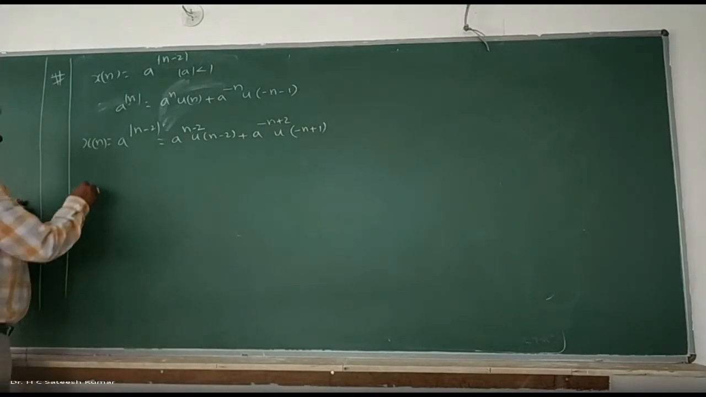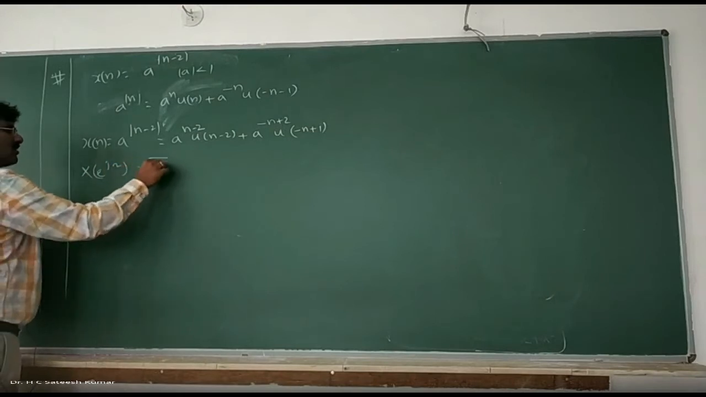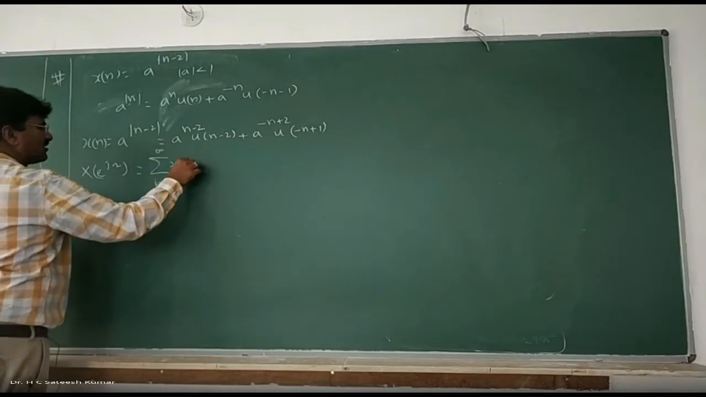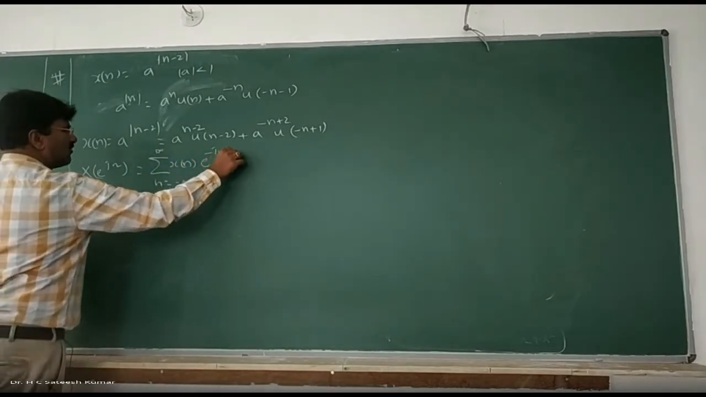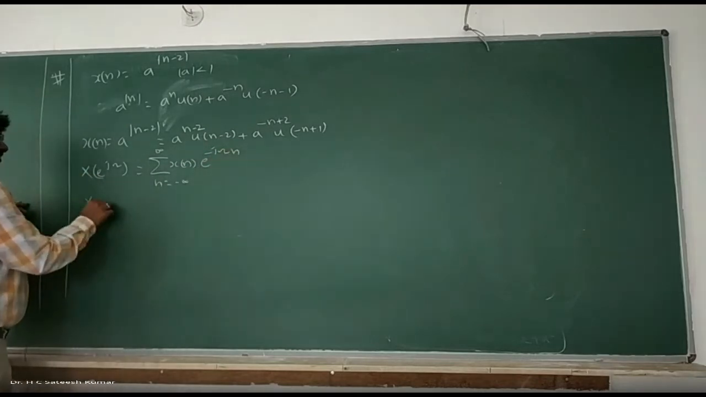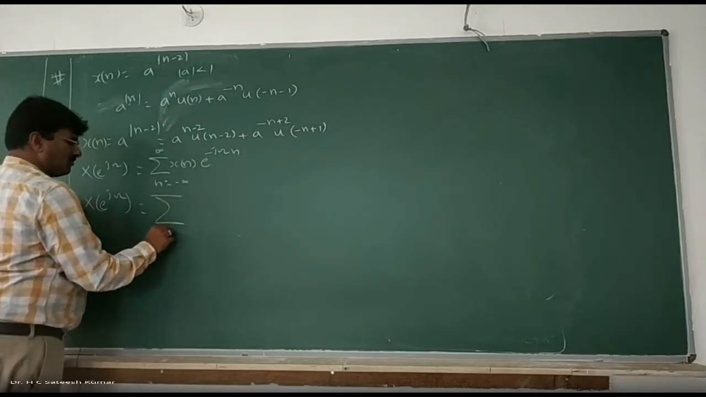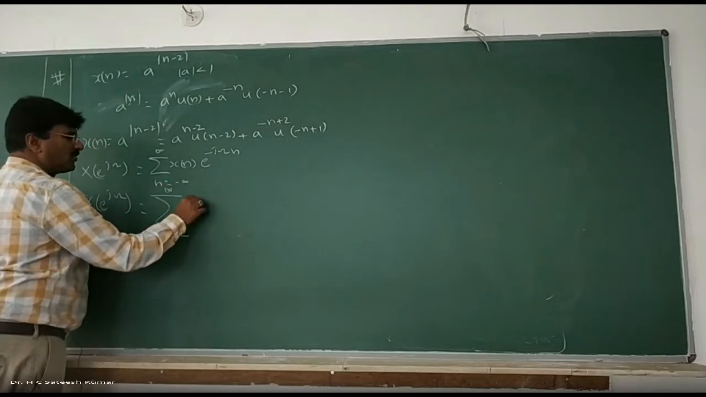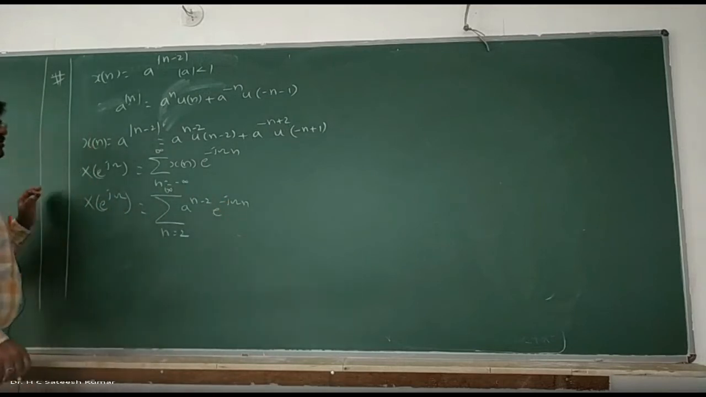Now, you can write X of e to the power of j omega. As usual, write the definition: summation n varies from minus infinity to plus infinity, x of n into e to the power of minus j omega n. X of e to the power of j omega is equal to summation n varies from 2 to infinity. First one is 2 to infinity, a to the power of n minus 2 into e to the power of minus j omega n.